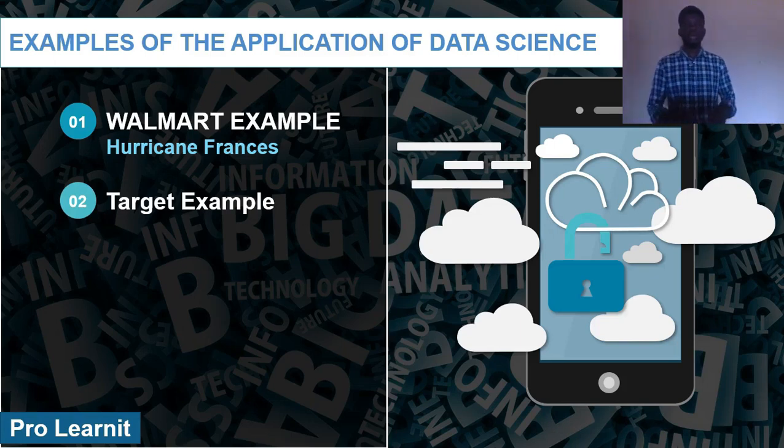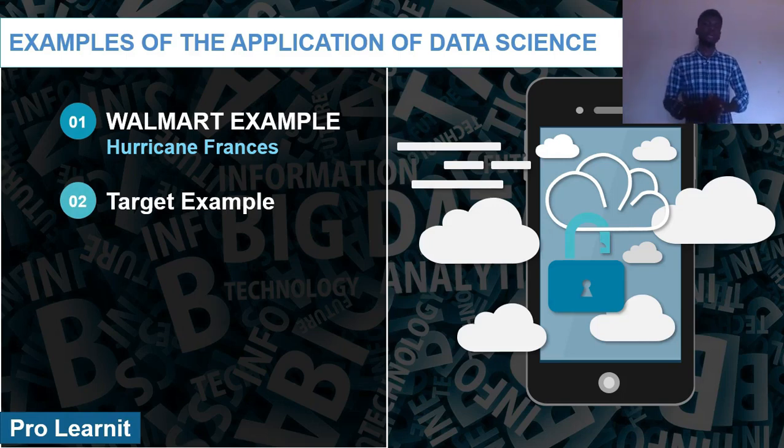So, this was some of the findings that the data scientists found, that during times of hurricanes, strawberry Pop-Tarts usually sell 3 times more than the usual sales. And then beer was the most sold product in the stores. Right? This helped them to better stock their shelf and then get more sales.